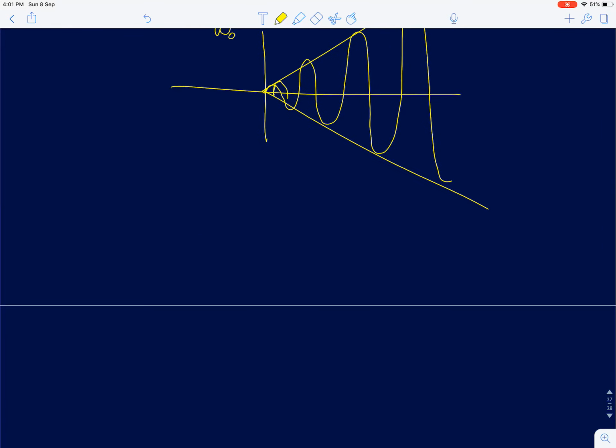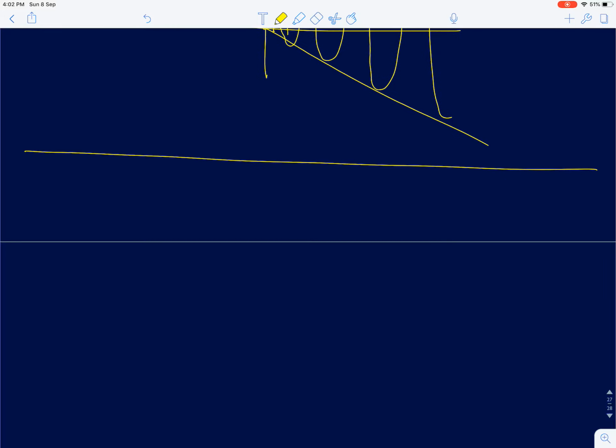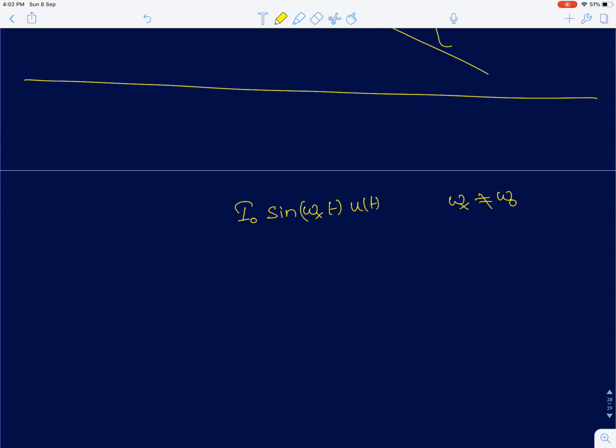Now, in case of this input frequency, I'll apply a sine wave with an input frequency not equal to omega naught. Let omega x be the input frequency, which is not equal to omega naught. In that case, we'll try to find what will be the voltage developed across the parallel LC tank.